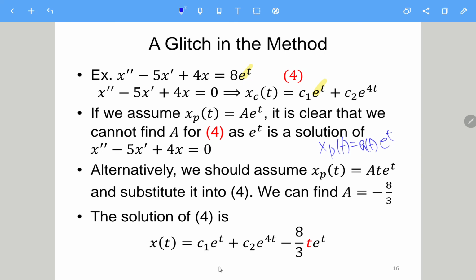So here the solution will be the complementary solution plus the particular solution, but here the particular solution is not just the exponential function; we need to multiply by a polynomial. So here you can regard it as a zero order polynomial multiplied by the exponential. Here we have a first order polynomial multiplied by this one.